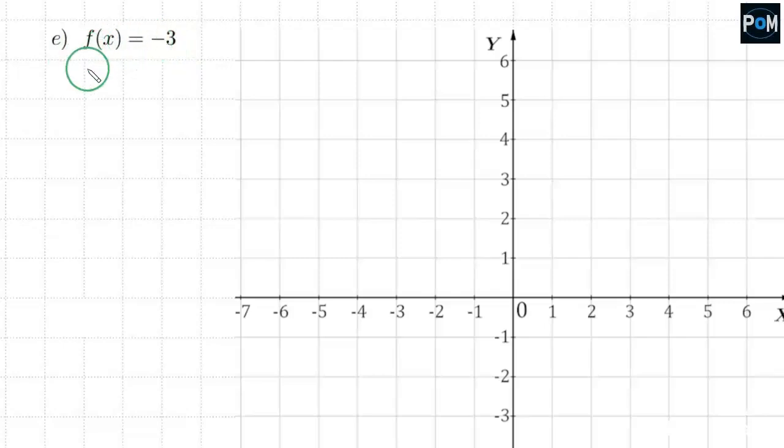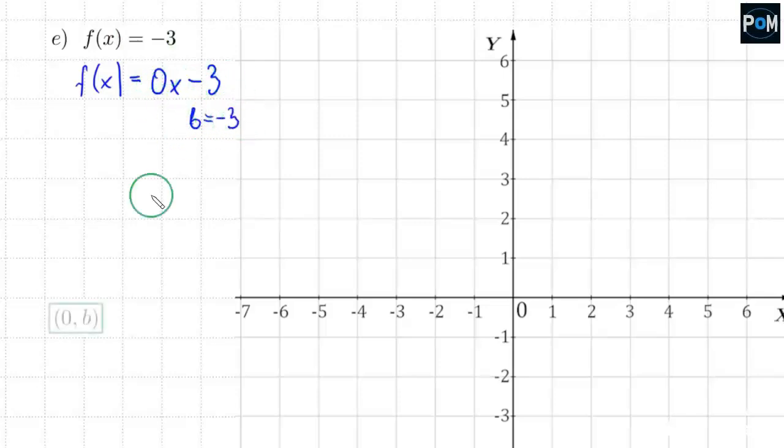This is an unusual function, and we need to know that it looks like this in another way. It is the same as the function 0x minus 3. Such a 0x simply disappears. It's not written, which is why the function's formula is like this. But the full expression of this function would look like this. We see that b is equal to negative 3. So we can already establish this point. This point 0b is the point 0, negative 3, and our function must definitely pass through this point, which is here.